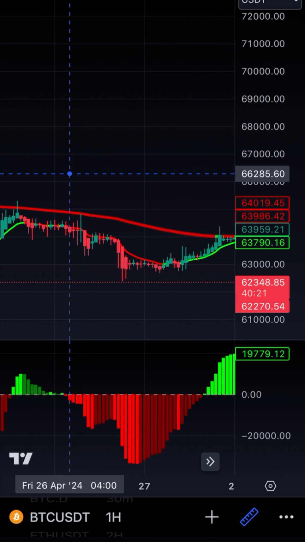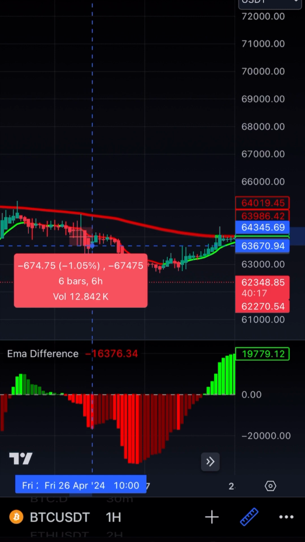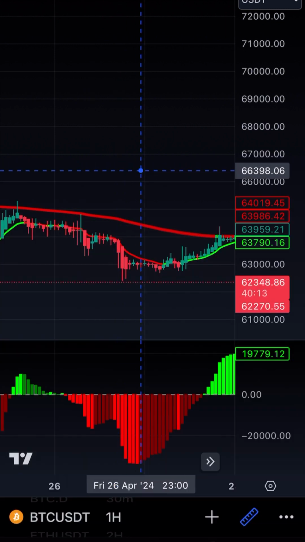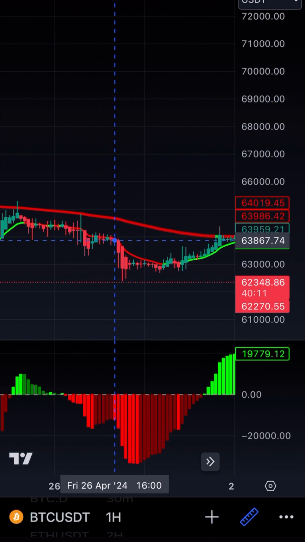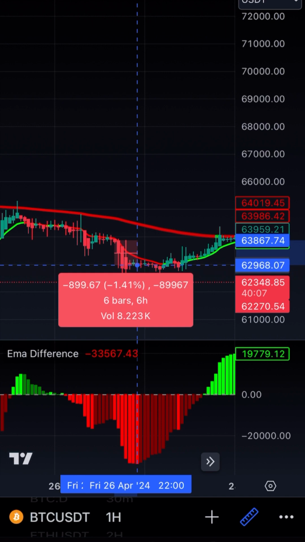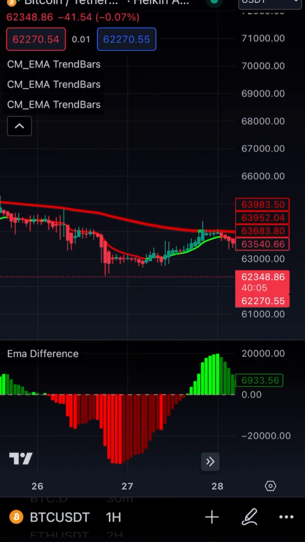We see light red right here. We can get in right about here. Can ride that down for an hour or two. Get some profit there. Get some profit here. Some little small scalps.